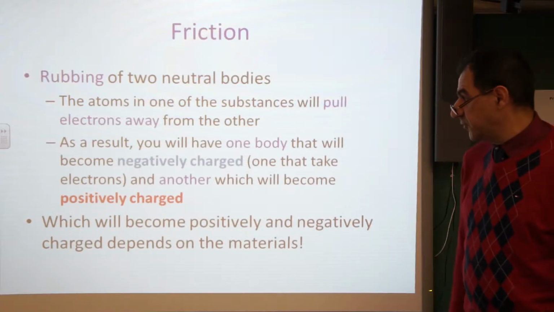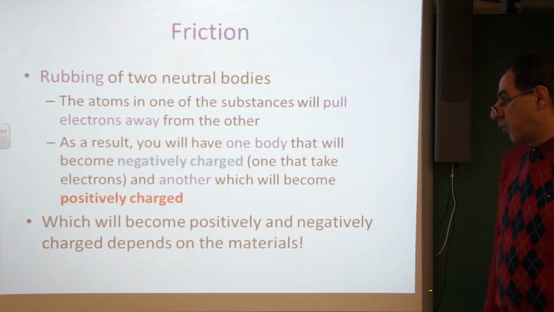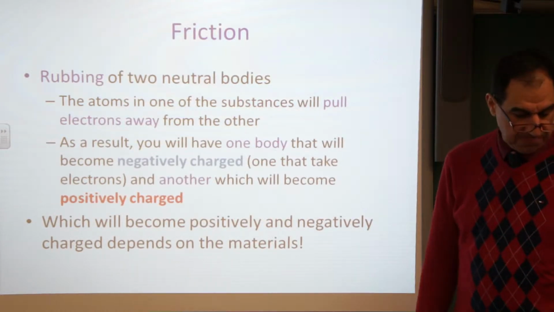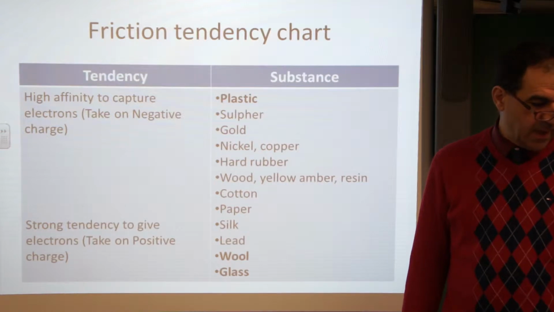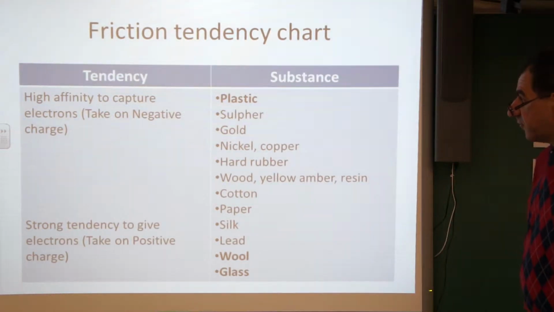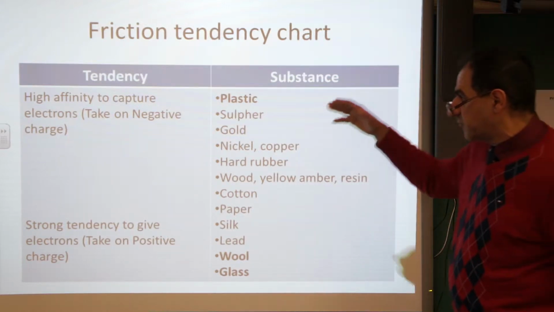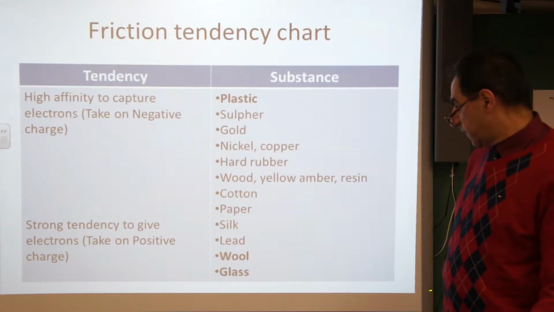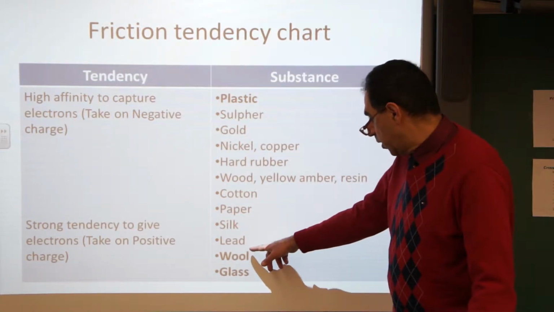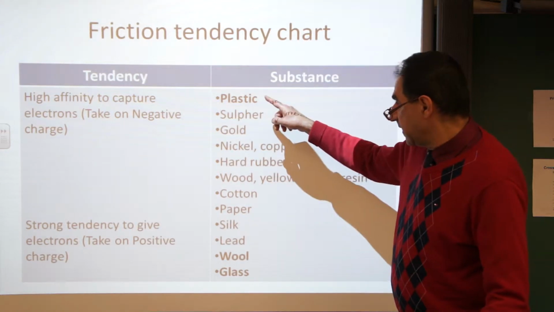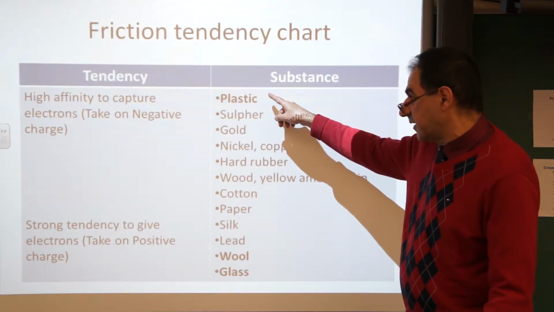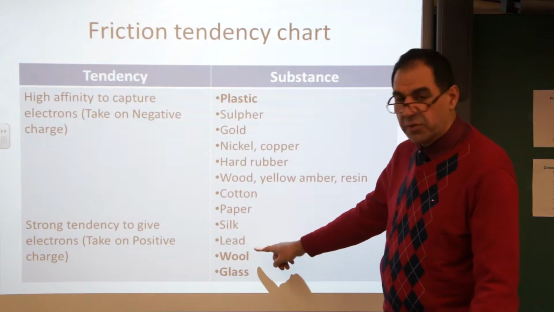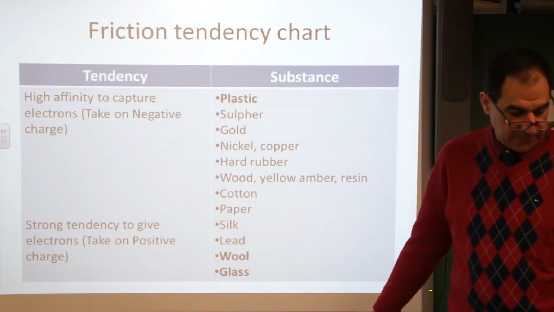Friction, rubbing of two neutral bodies. One body will become negatively charged and the other one will become positively charged. And this is the electrostatic series, or friction tendency charge, which describes the relationships of transfer of charges from one object to another using friction. For example, if I were to rub wool with plastic, the plastic would end up having a net charge which is negative, and the wool would end up having a net charge which is positive.